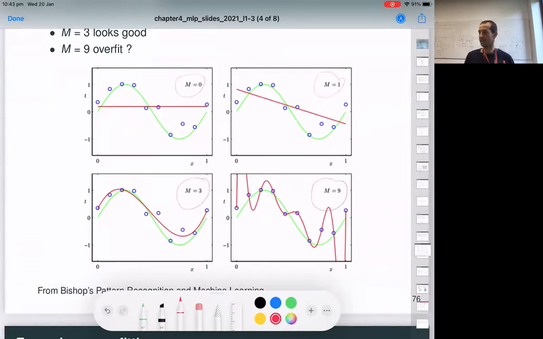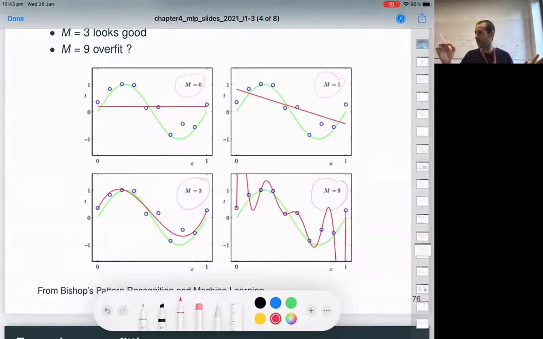Which looks the best? 3. Why? You say 3, same shape, yes. But you can think that you don't have the green one. The green is the true one. You don't have the green. You have just the points. So you can say, maybe it approximates the points well, but the 9 goes directly through the points.